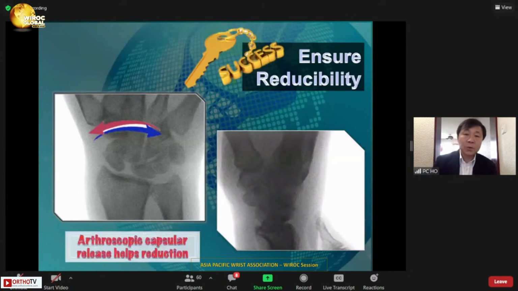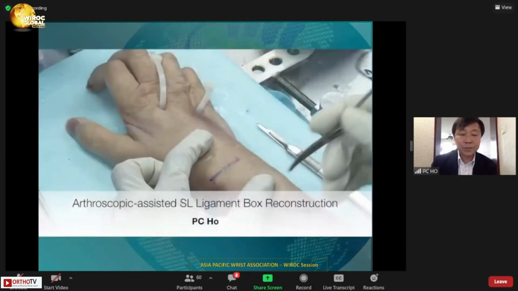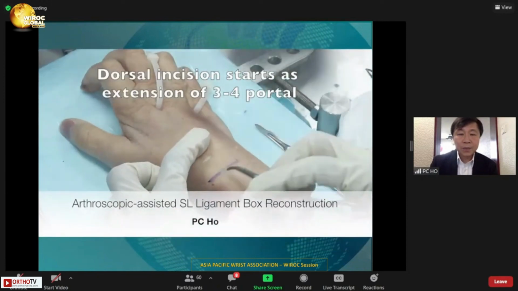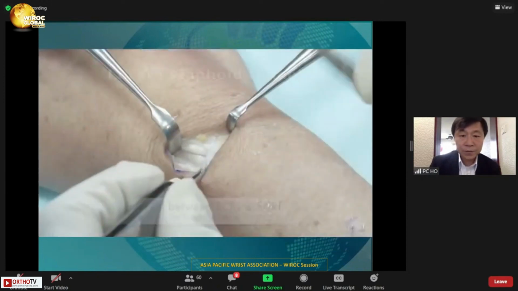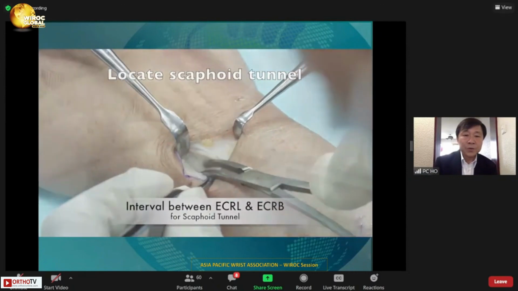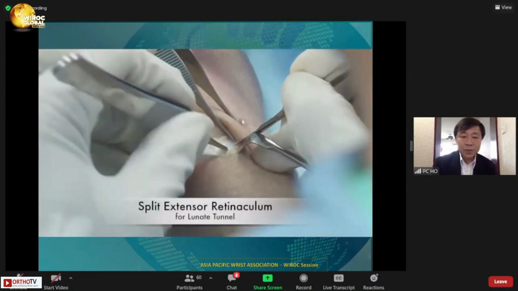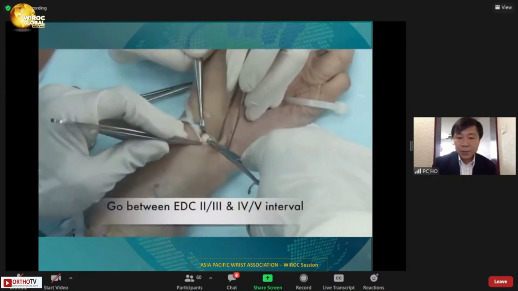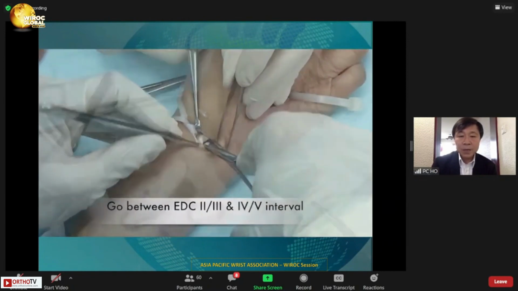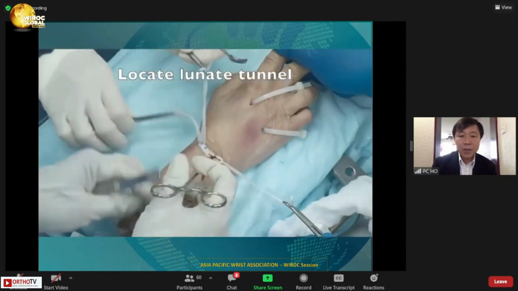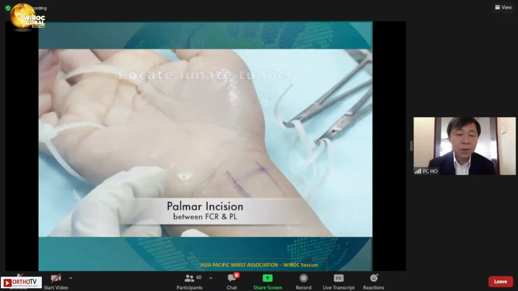And sometimes for those less reducible cases, I often found that arthroscopic capsular release can help to improve the reduction. So this is a demonstration in cadaver. Typically, I will use this incision to locate the scaphoid tunnel, and then split the extensor retinaculum, split the ECRB tendon, and then you can locate the lunate tunnel. So that is usually quite simple.